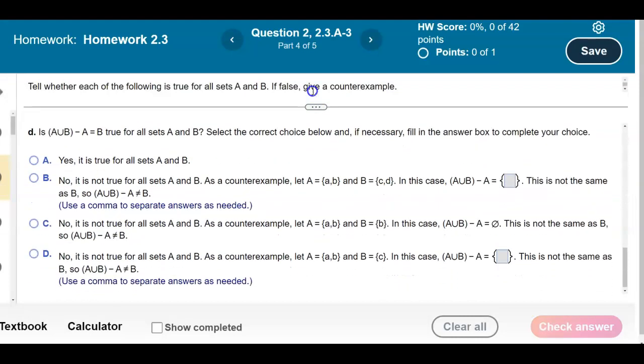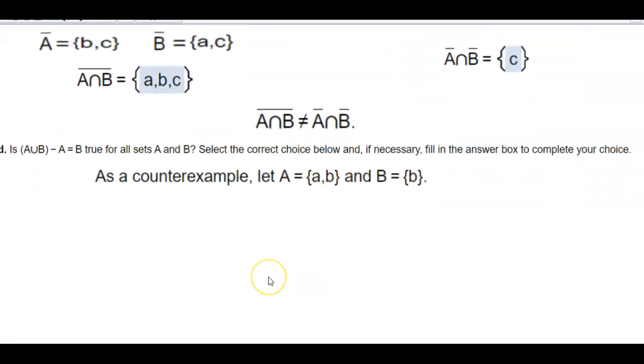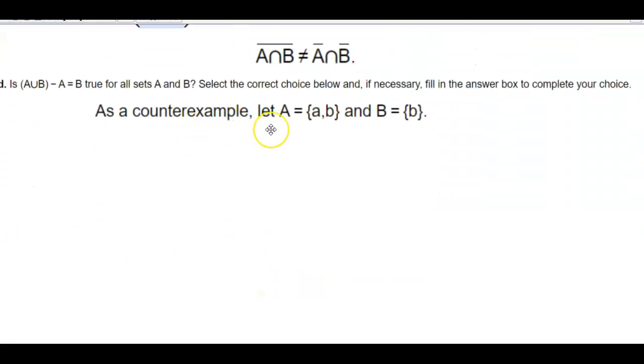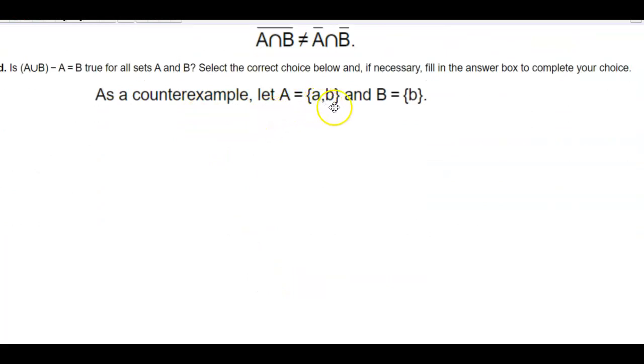Okay, now let's go to D. It says, is A union B, or the set difference of A union B to A, equal to B, true or false for all sets A and B? So let's go ahead and take a look here. As a counterexample, we're going to let set A be AB, and we're going to let B be the set B.